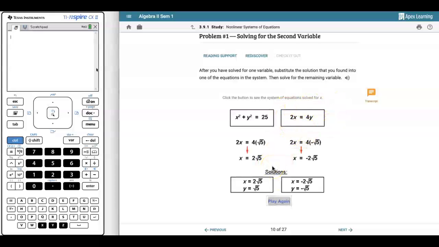So we plugged in our variable for y and we solved for x. And since we got two solutions for y, we do have to plug in both of them and get two solutions for x. Okay, so x can equal 2 square root 5 or negative 2 square root 5, and y can equal square root of 5 or negative square root of 5. All right, so this is one coordinate x, y. This is one coordinate x, y.